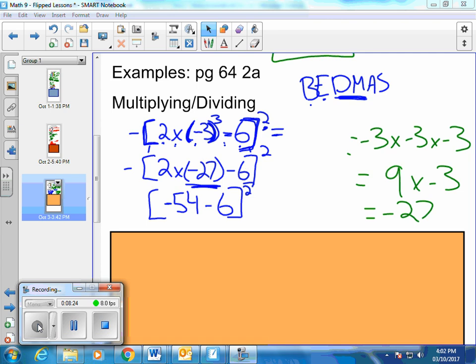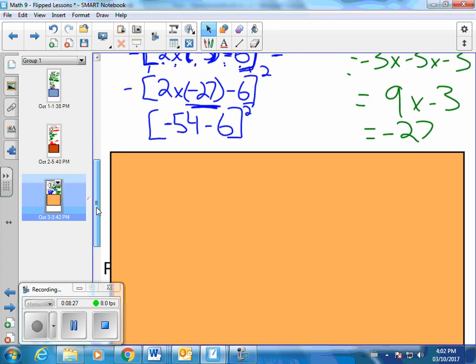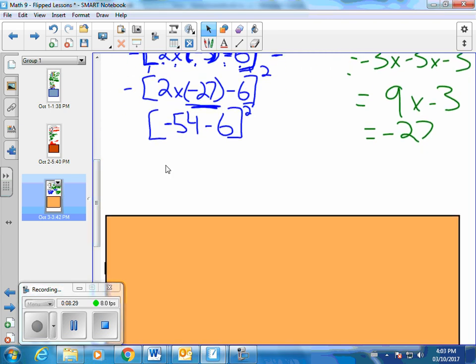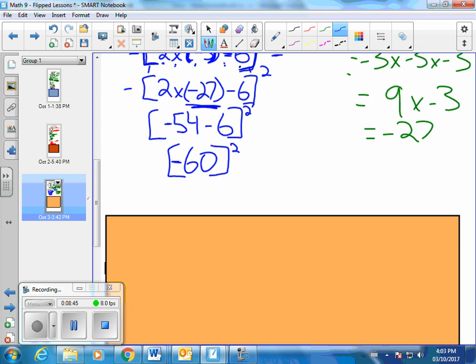Okay, I had to move my screen around there for a second. Sorry about the jolt. So I'm going to keep moving this down to give myself a little bit of space. So I have -54 minus 6. So I'm starting way over at -54. I'm taking away another 6. So I actually wind up with -60 squared, which is the same as -60 times -60. So I'm going to punch that into my calculator or do it in my head if I'm super smart, and I wind up with 3,600 as my final answer for that question.